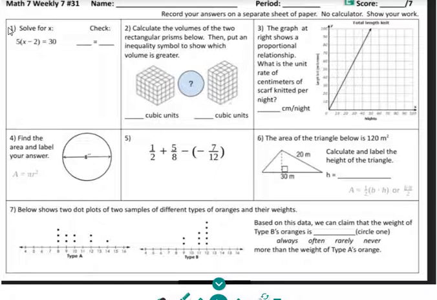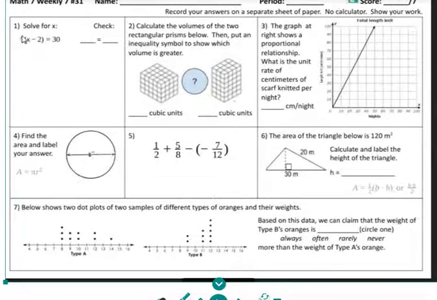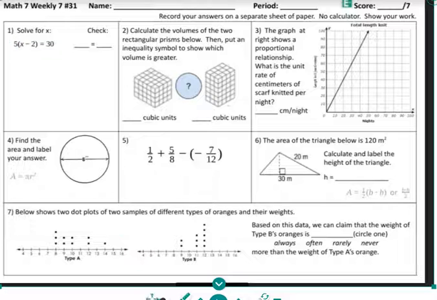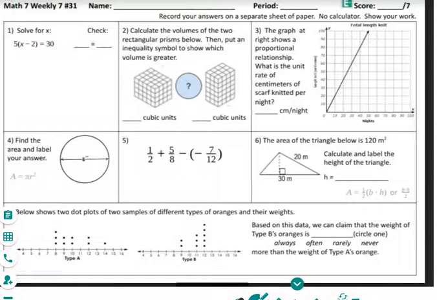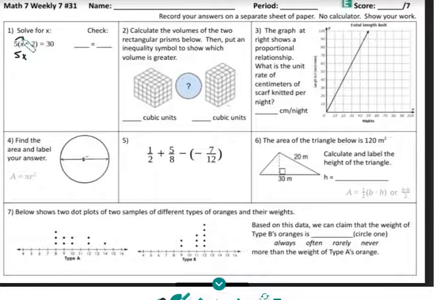Okay, look at question number 1. It says solve for x. We need to go ahead and distribute. So we're going to go ahead and say 5 times x. Well, 5 times x is just really 5x. And we need to pass it out to the 5 times a negative 2, which is going to get us a negative 10. And then we're going to just copy what we had, which was negative 30.